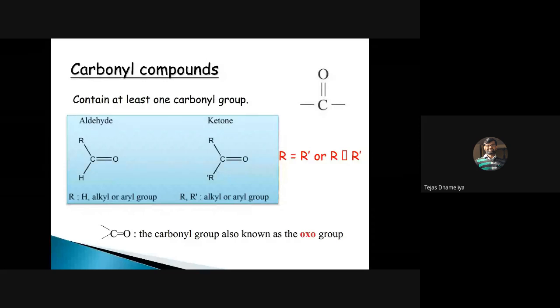Aldehyde and ketone. You have already learned them, the difference is only that aldehyde has hydrogen, ketone has alkyl. So this is the only difference between aldehyde and ketone. Aldehyde is always terminal, and it is always present on the end carbon. And ketone is always a part of some moiety, whether it is cyclic, acyclic, whatever. Or sometimes it is also termed as exo group.